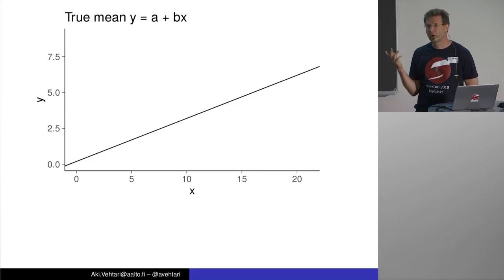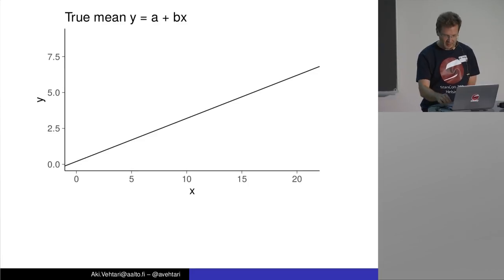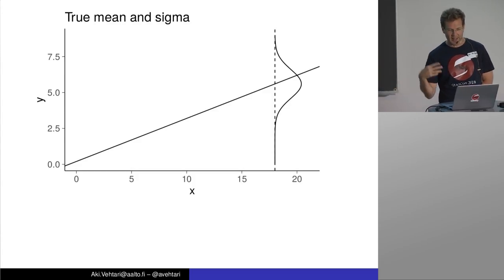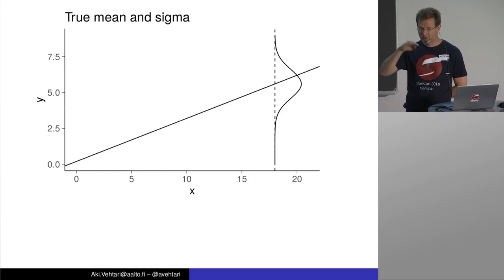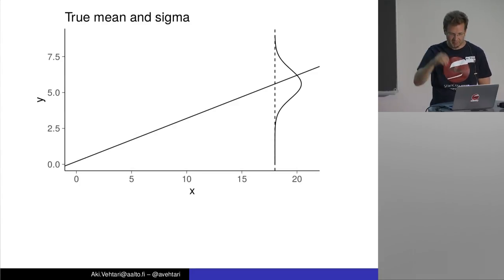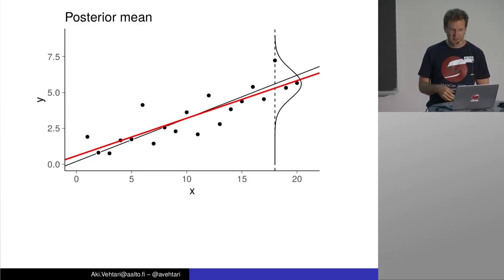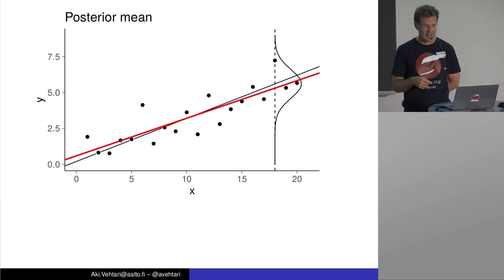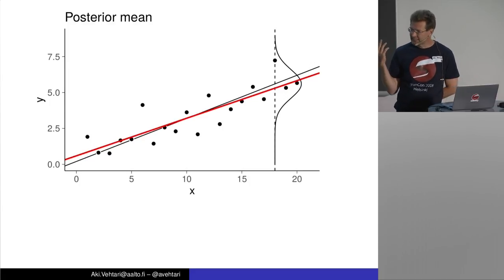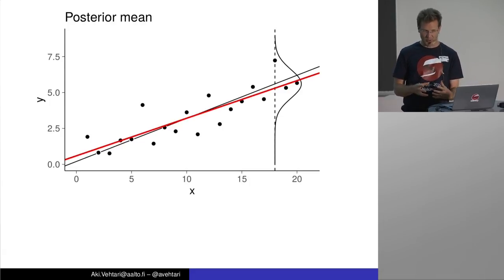I start with this very simple example of a linear model. I start so that we now actually know what the true mean, the true function, and also sigma are. So the data generating mechanism is that we get some x, and the line tells what would be the mean of that normal distribution, and it has some scale. And here's an example of data. And we can use Stan to fit a linear model. And I now first show just the posterior mean. And we know that this fit is fitted towards the data we saw.